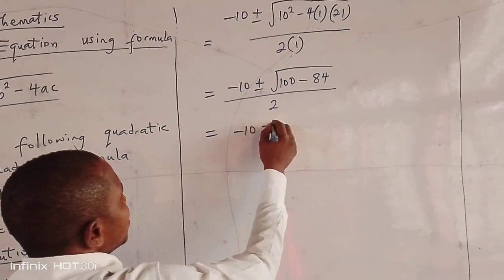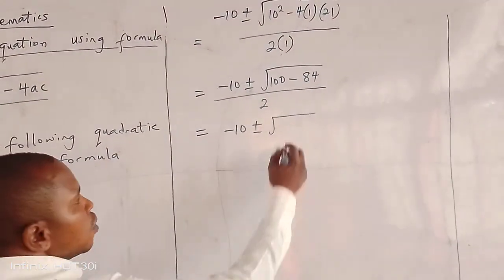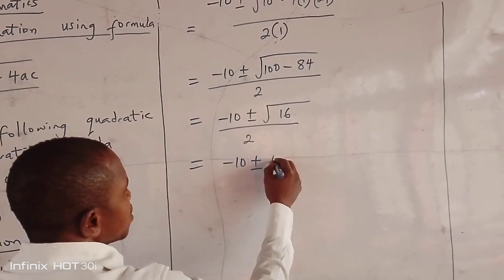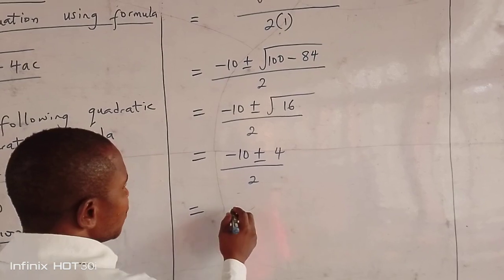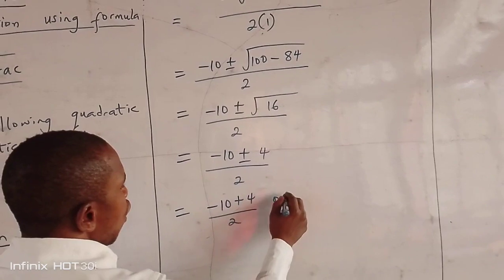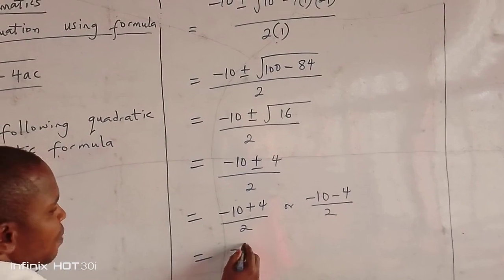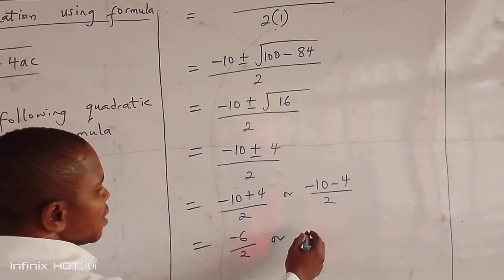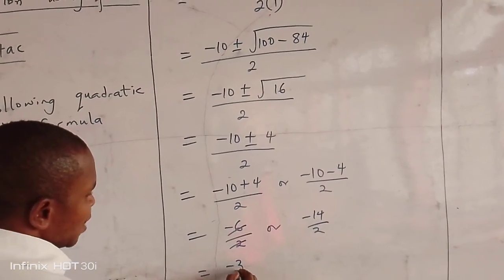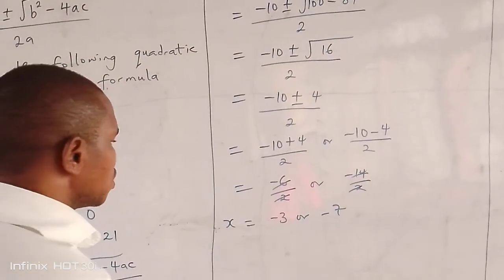So you have minus 10 plus or minus square root of 100 minus 84. 100 minus 84 will give us 16 over 2. Then you have minus 10 plus or minus square root of 16 will give us 4 over 2. So we end up having minus 10 plus 4 over 2 or minus 10 minus 4 over 2. Minus 10 plus 4 will give us minus 6 over 2 or minus 10 minus 4 will give us minus 14 over 2. 2 here 1, 2 here 3. So we have minus 3 or minus 7. These are the two possible values of s.